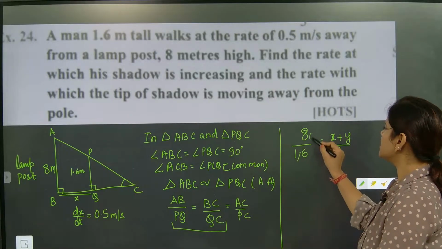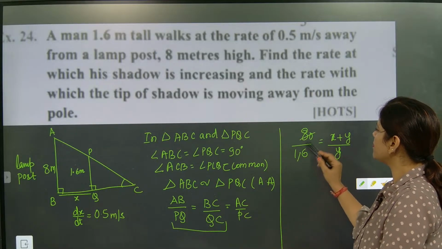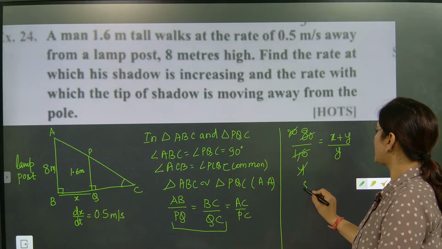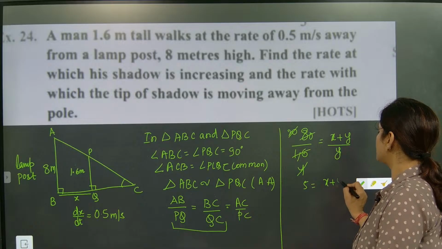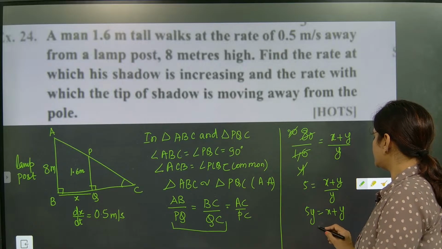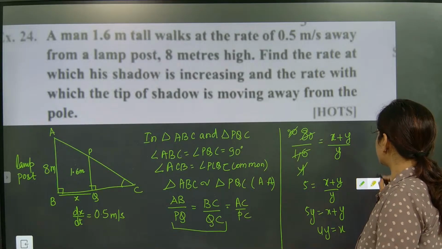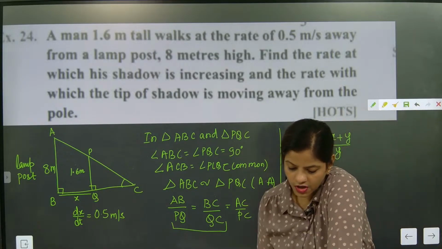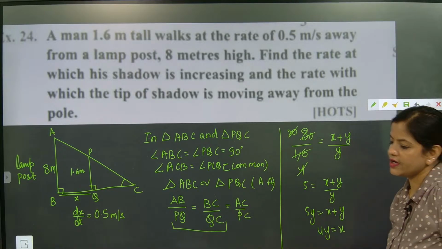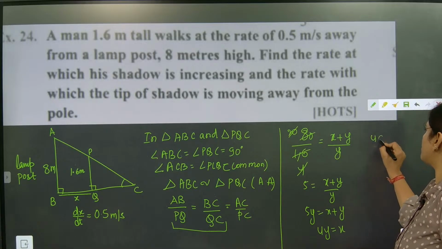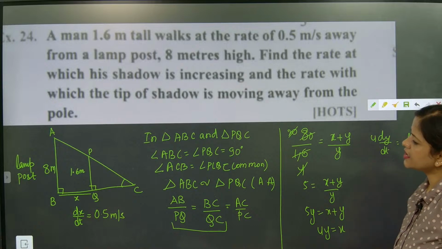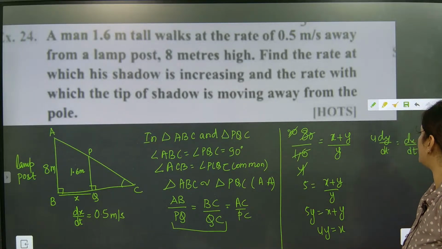So this will cancel, it will become 10. Here 4 fours are 16, 20, 4 fives are 20. So 5 is equal to x plus y by y. So 5y is equal to x plus y. So 4y is equal to x. Come on, note down: 4y is equal to x. Now differentiate, because dy by dt is what you have to find. So 4 dy by dt is equal to dx by dt. Now they are telling that the rate dx by dt is 0.5.